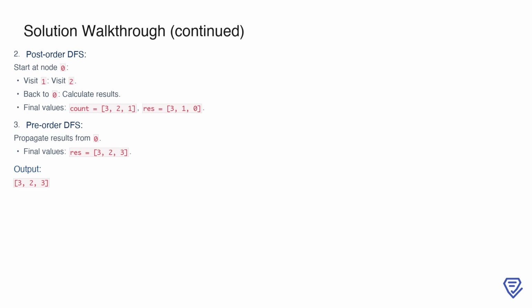Back at node 0, we incorporate the results from node 1, giving node 0 a subtree size of 3 and a total distance sum of 3. Next, during the pre-order DFS, we propagate the results. Node 1's result is updated to 2, and node 2's result becomes 3. The final distances for all nodes are 3, 2, 3, representing the sum of distances from each node to every other node in the graph.